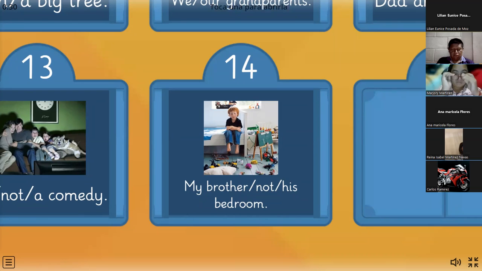Organized. My brother didn't organize his bedroom. No lo organizó. Dejó todo desordenado. Sí, pensé que era otro verbo. Well, you can use another verb. Any verb that you consider that is appropriate. Maybe clean. Okay, you didn't clean. Uh-huh. Okay.